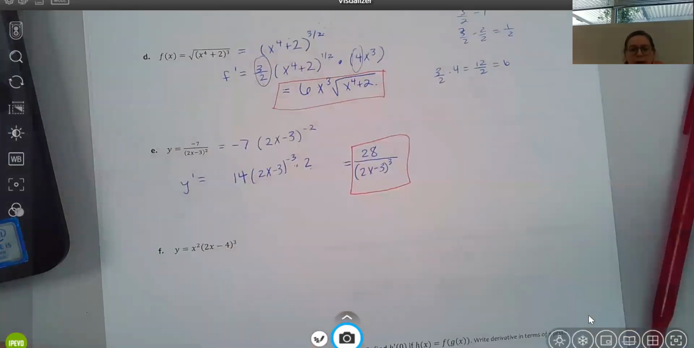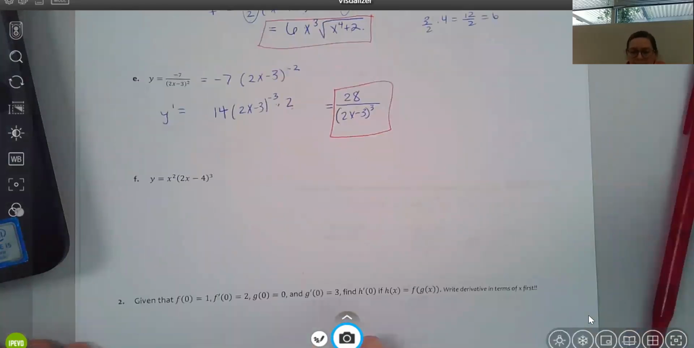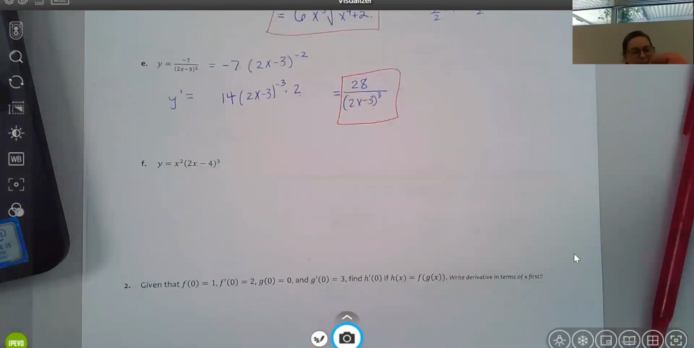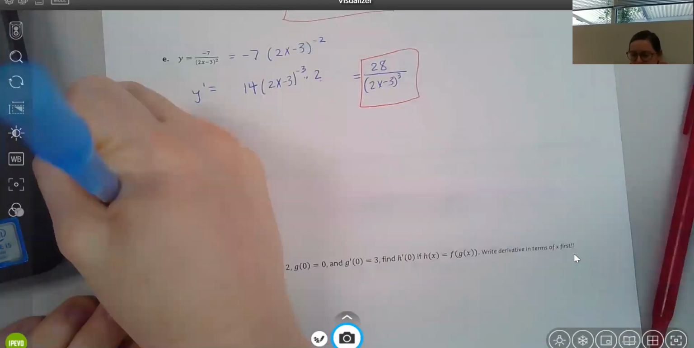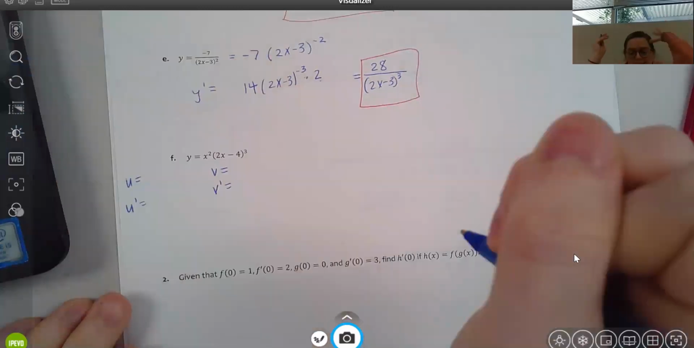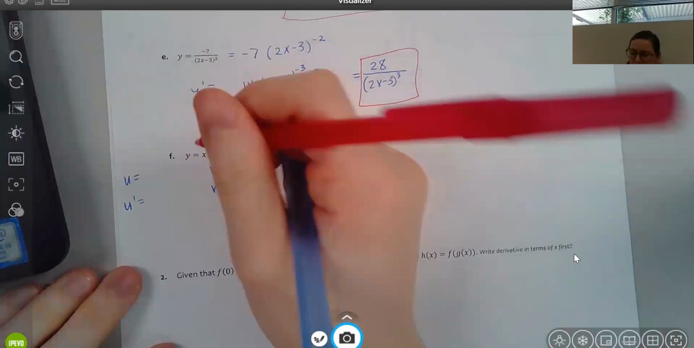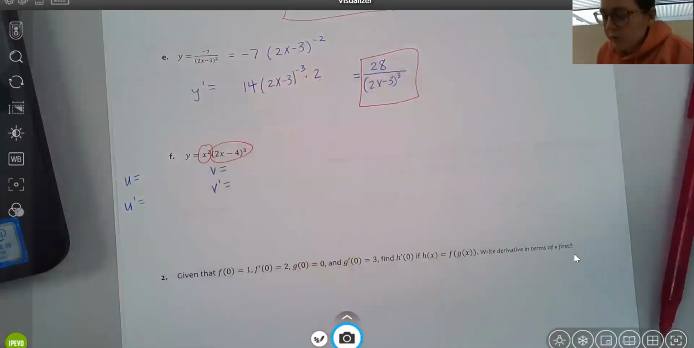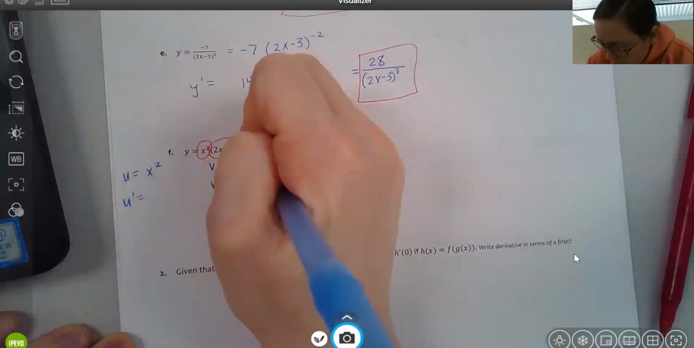Okay, so now I want everyone thinking about part F. How are we going to take the derivative there? If you're thinking product rule, you're right. I am absolutely using product rule. You've got this function times this function. So my u would be the x squared, and my v would be the 2x minus 4 cubed.